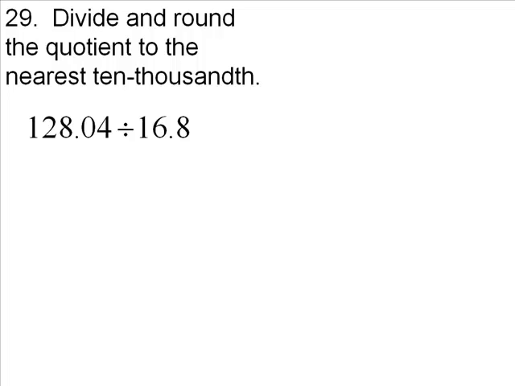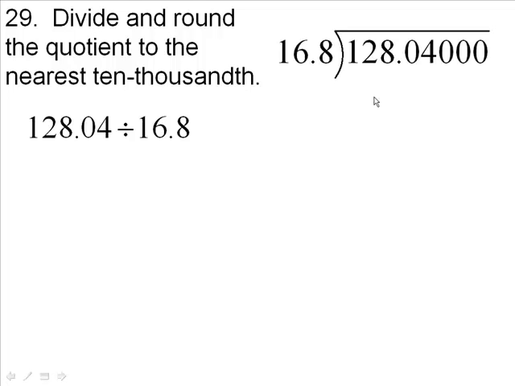Number 29. Divide and round the quotient to the nearest 10,000th. Well, we're always dividing by the second number here. Okay, so this is the way it looks. And I added some zeros here because we're supposed to go to the nearest 10,000ths.